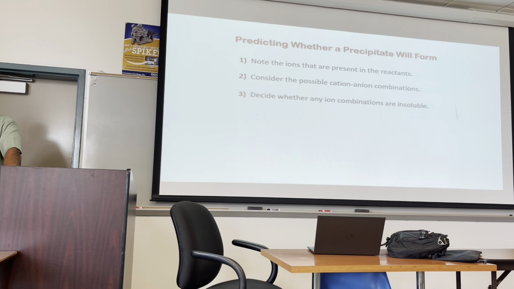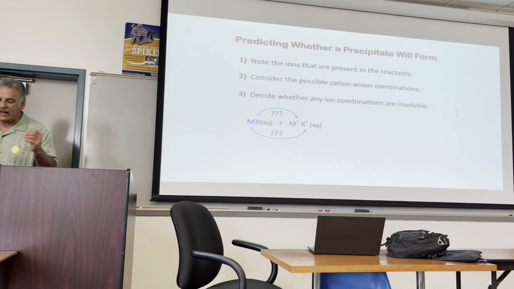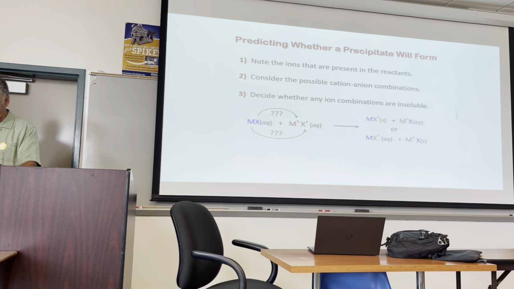Predicting whether a precipitate will form. Note the ions that are present in the reactants. Consider the possible cation-anion combinations. Decide whether any of the combinations are insoluble. So we're switching, product for reactant, or cation for anions within the compound. And then we're determining if either one of those combinations is insoluble, and if it is, we have a precipitate.